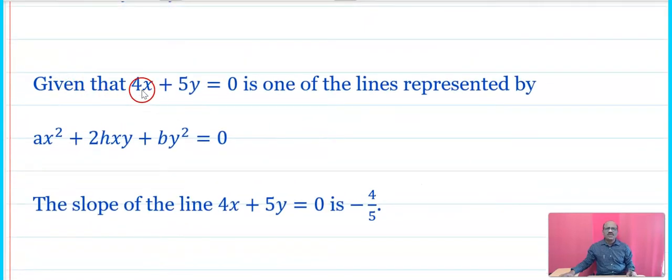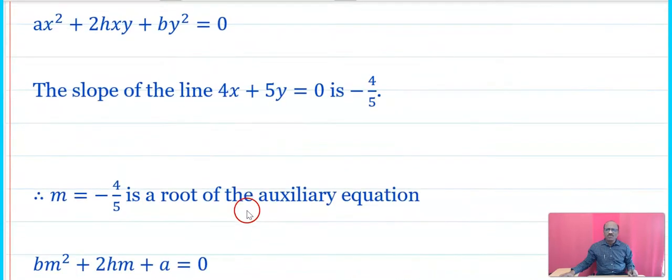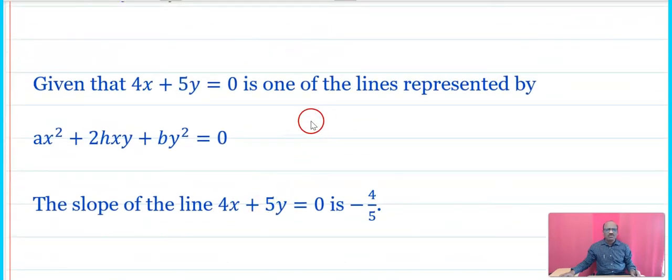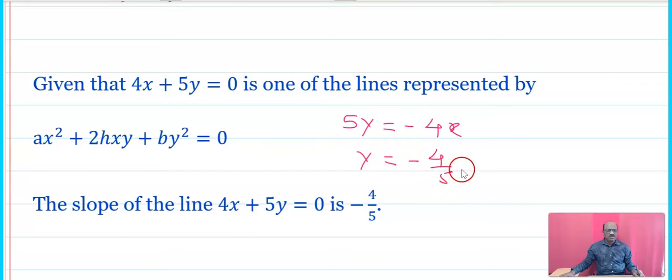Given that 4x plus 5y is equal to 0 is one of the lines represented by ax square plus 2hxy plus by square. Now what is the slope of this line? To find the slope, we can write 4x plus 5y is equal to 0 as 5y is equal to minus 4x, and therefore y is equal to minus 4 upon 5 x. This is the equation of the line in the form y is equal to mx.